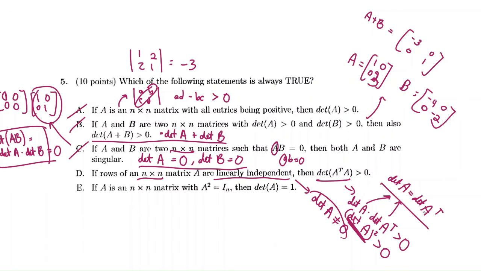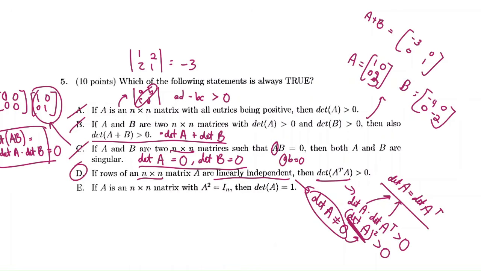But we've already stated that it's not going to be 0 because it's given that this matrix A has linearly independent rows. So this means that this statement is true, because the determinant of A is not equal to 0, so that squared will always be greater than 0. So this is the answer.